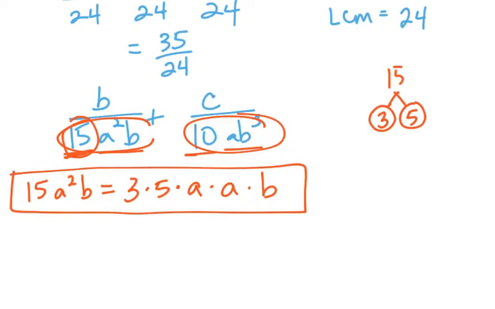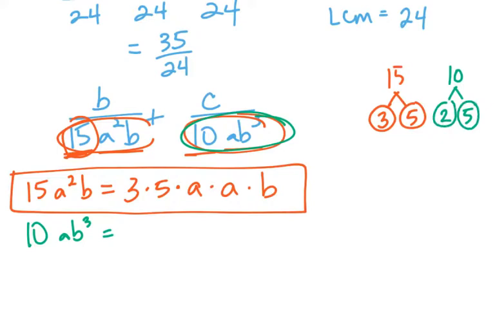So now we're going to do the 10ab cubed. So if I break my 10 into 2, it will be 2 times 5, and those are both prime, so we're done with our tree. So we'll have a 2 times a 5, and then we're just going to have 1 a, and we're going to have 3 b's.